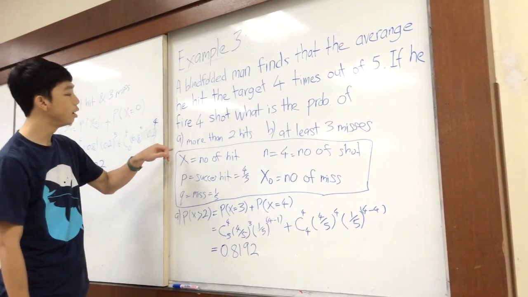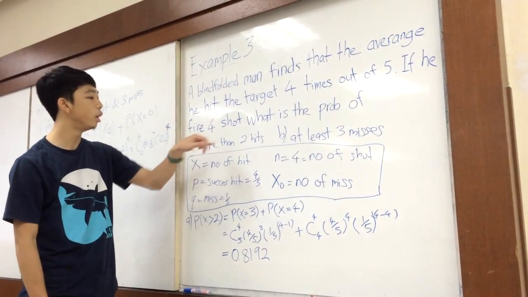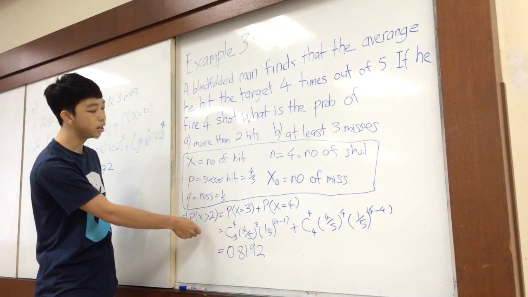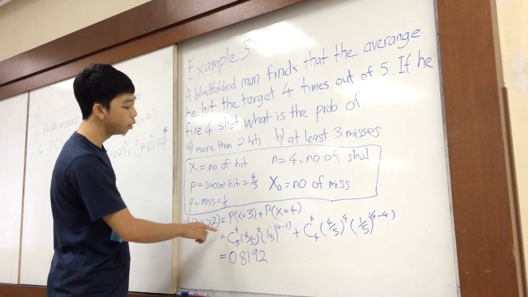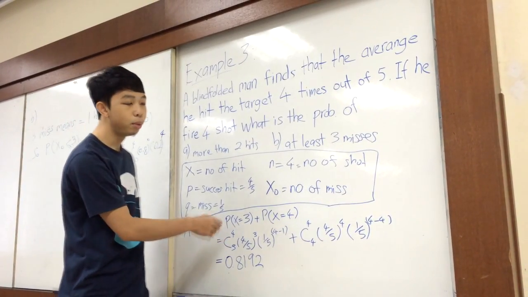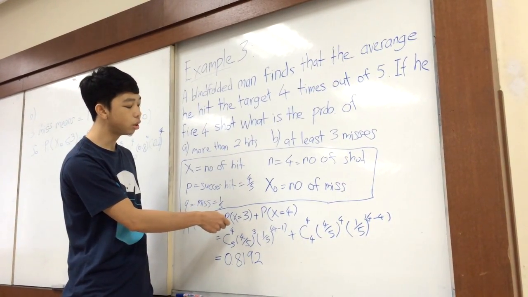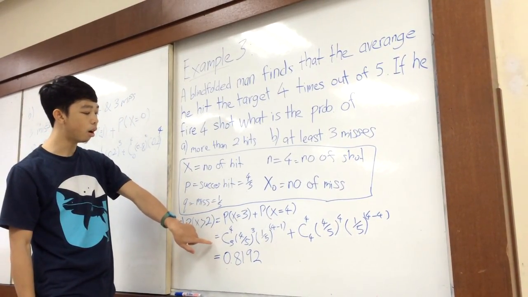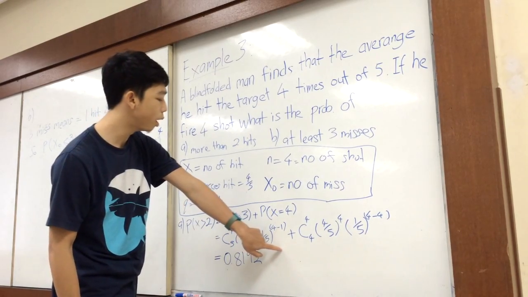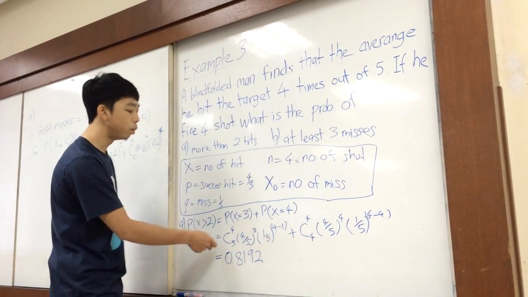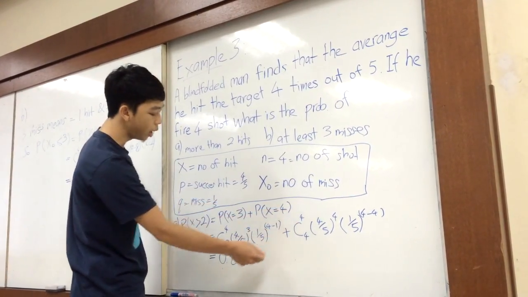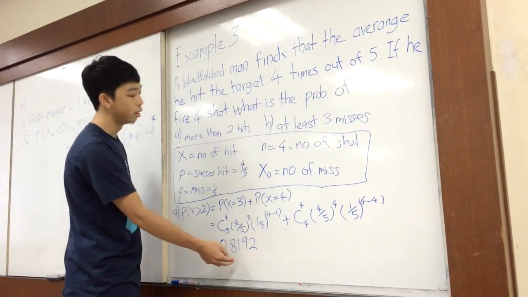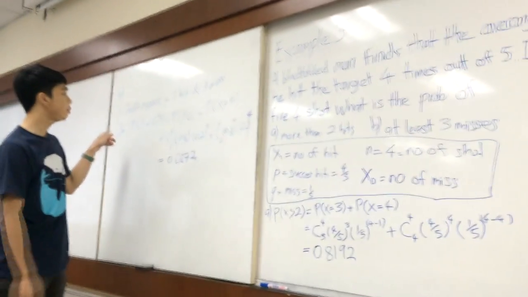For A, if he shoots more than 2 hits, this equals P of X greater than 2. So P of X greater than 2 equals the probability of 3 hits plus the probability of 4 hits. By applying the binomial distribution formula, we got this formula, and then if we calculate, we got this answer.